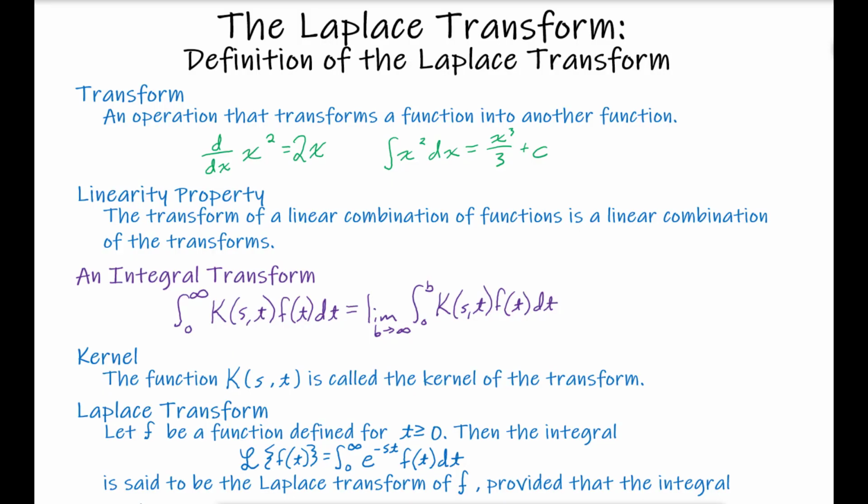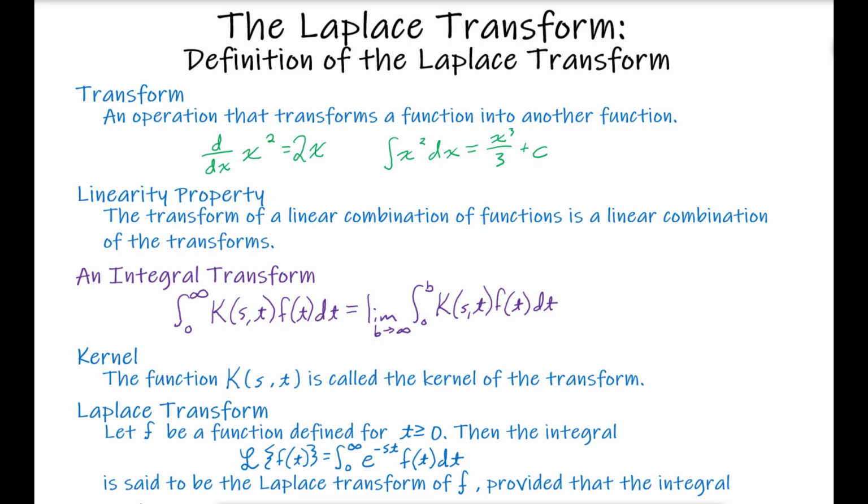In order to know what the Laplace transform is, we first need to know what a transform is. Well, a transform is an operation that transforms a function into another function. In your calculus classes, you've been exposed to two different transforms, namely the derivative and the integral. The derivative takes a function like x squared and transforms it into another function like 2x. Meanwhile, the integral takes a function like x squared and transforms it into another function like x cubed divided by 3 plus some constant.